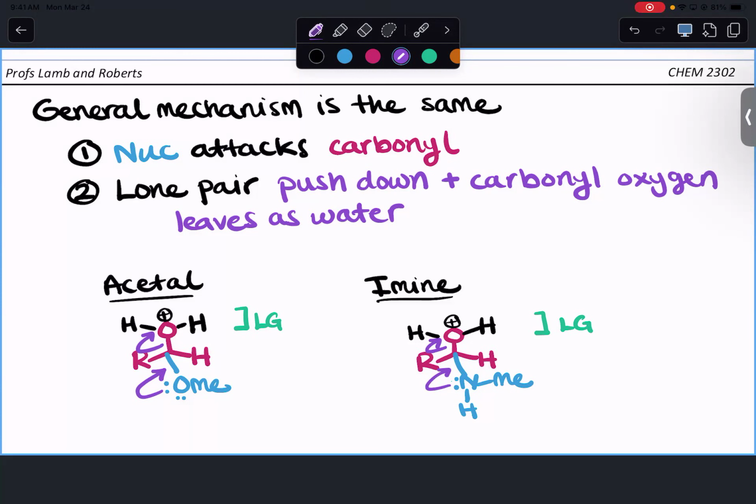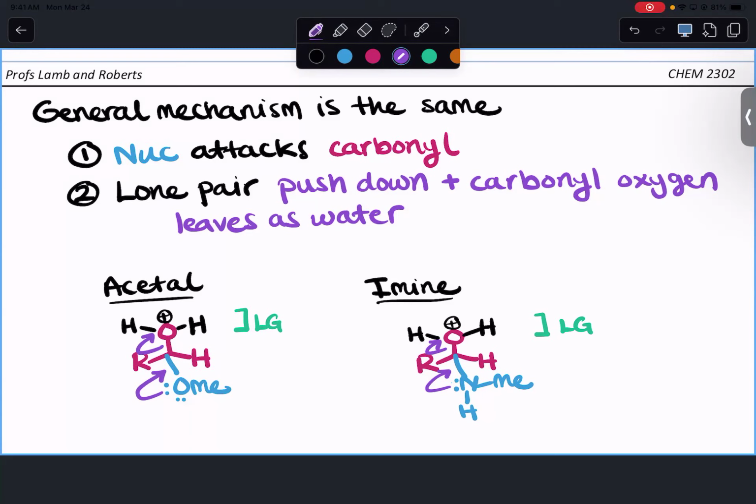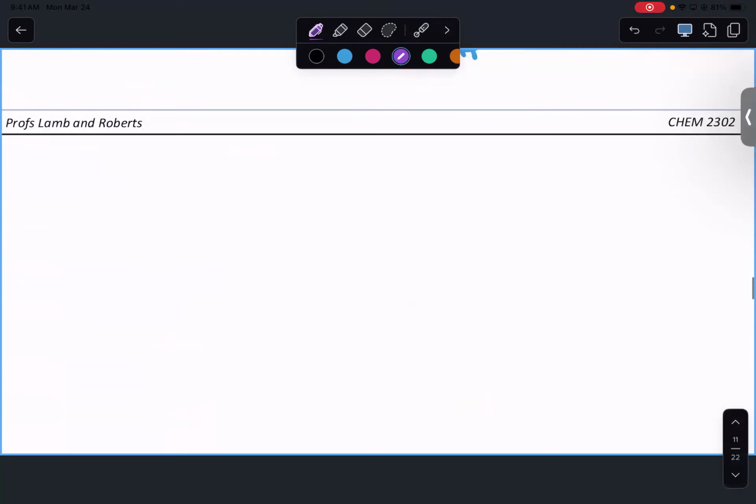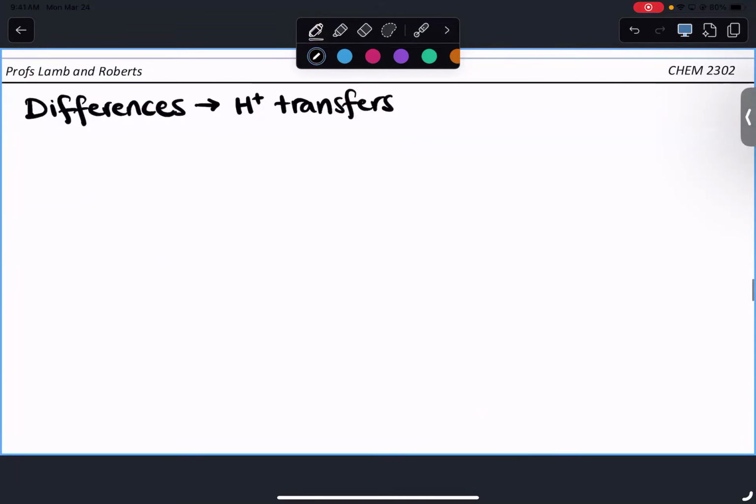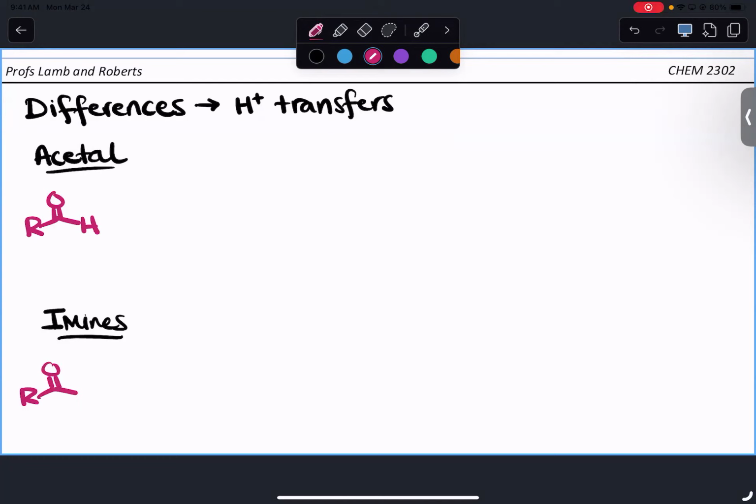Now let's talk about the differences. Okay, so these are essentially the similarities that each mechanism has, but how you get there will be slightly different. And these differences will lie in the proton transfers. Right, so again, we're going to do a little bit of a side-by-side for acetals and imines. So again, we have our electrophile, which is the same in this case over here. And the first big difference is the nucleophile that we're going to be using, okay? So I mentioned that we had either methanol or we had methylamine.